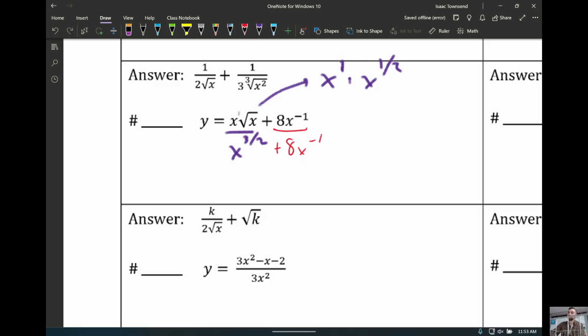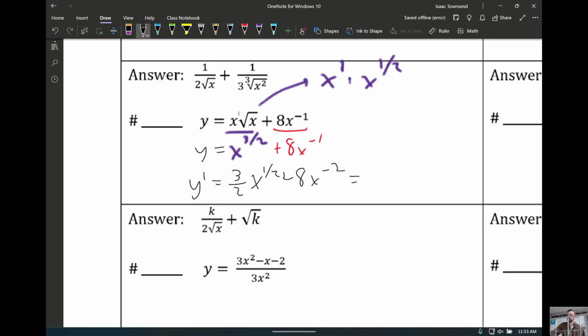Now keep in mind, I haven't taken a derivative yet. I just did an exponent rule. But now that it looks right, now the power rule should be fine. Now I can bring the 3/2 down, lower the power by 1, bring the -1 down, lower the power by 1.